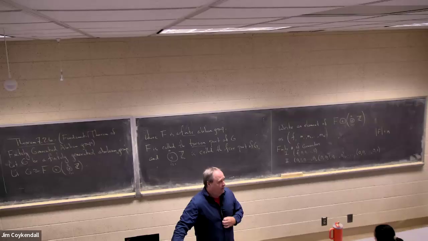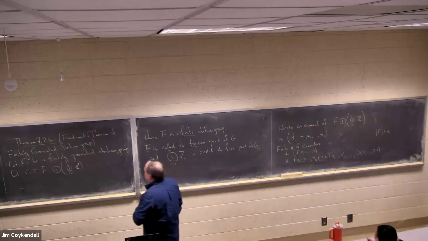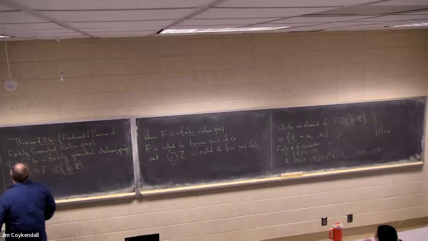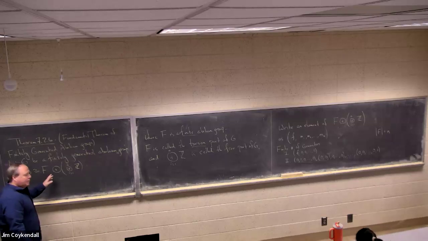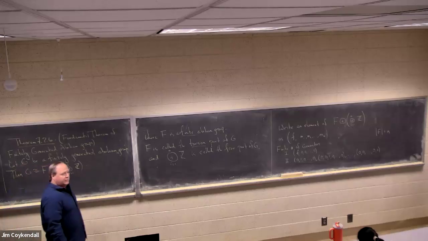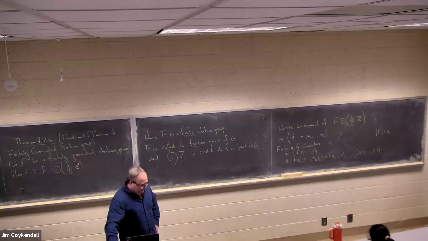I should have written that, I don't know why I didn't. And G is isomorphic to a finite group direct sum finitely many copies of Z. Okay. Other questions?